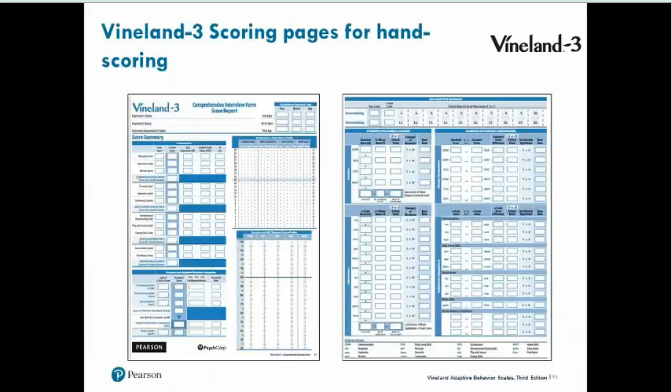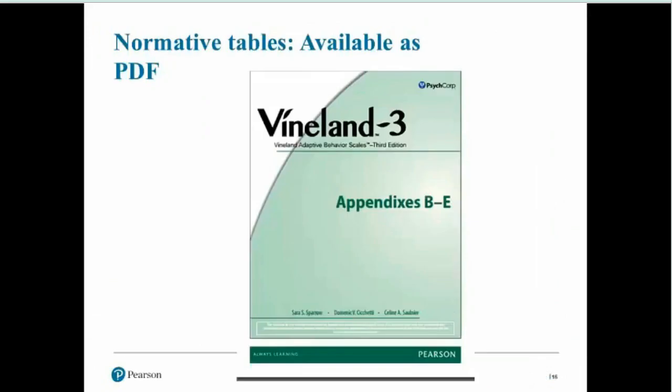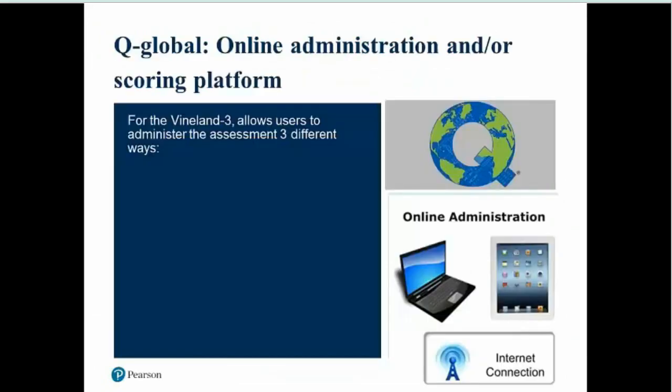The Vineland 3 has scoring pages built into all of the hand-scored record forms, which we just saw. So everything can be hand-scored, and the normative tables are available as a PDF. But everything in the Vineland 3 can also be administered online and scored online through the Q Global platform. So although hand scoring can be done, it does take a little bit longer than simply putting the scores into the Q Global platform and generating a report.